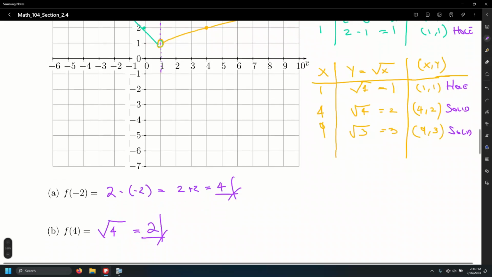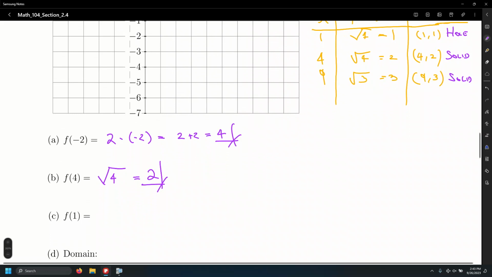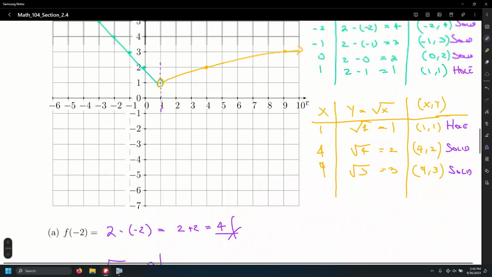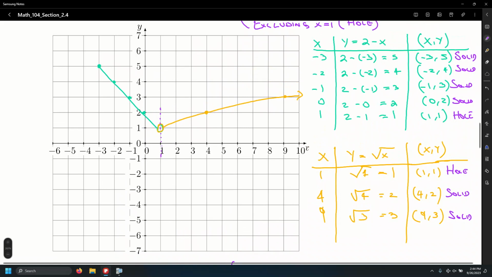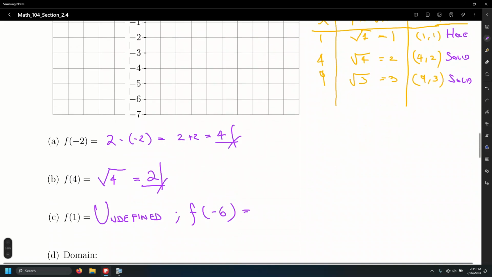I'll give you a hint. Starts with a U. Undefined. All right? Undefined. Now, what about, okay, let me make up another one. f of negative 6. How would that be? Undefined. Undefined also. Do you see any graph for x equals negative 6? We don't see any points at that value of x. That's also undefined.